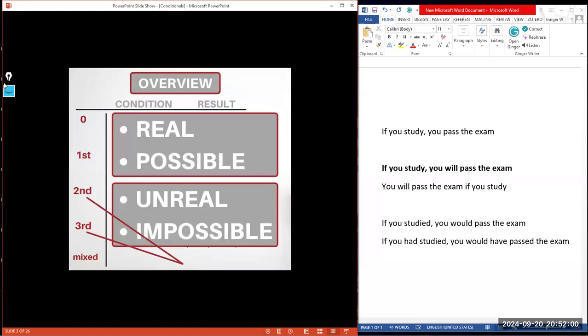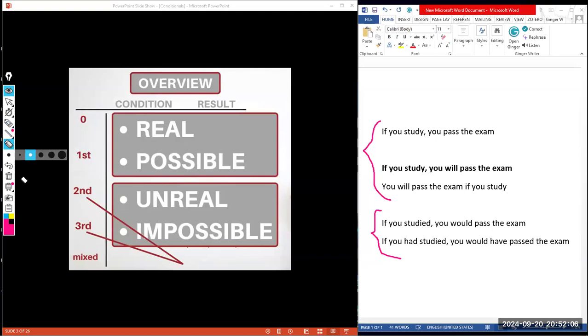Okay. So again, the zero conditional and the first conditional are possible to happen, but the second and the third are impossible to happen. If you want to ask me why, notice that if I say, if you study, you will pass the exam, the action hasn't started yet, and it is going to start in the future.